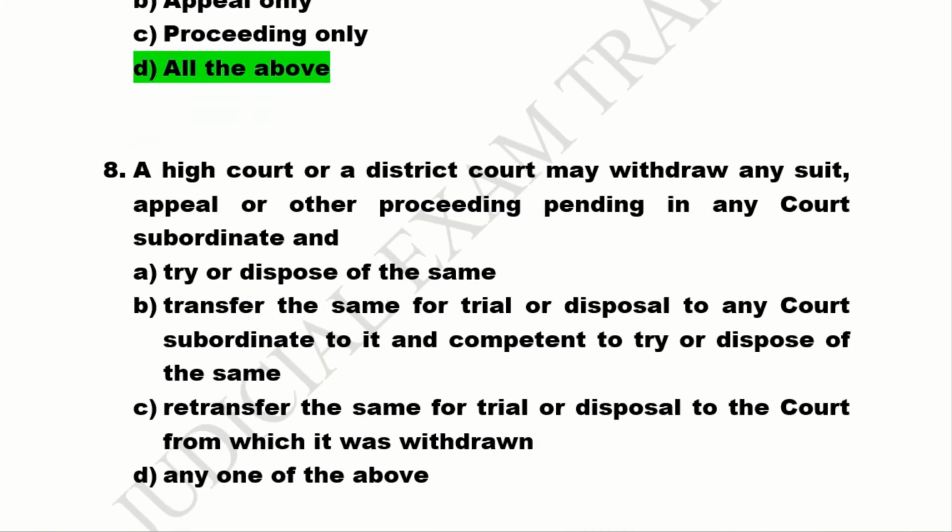Question number 8. A High Court or a District Court may withdraw any suit, appeal, or other proceeding pending in any court subordinate to it and A, try or dispose of the same; B, transfer the same for trial or disposal to any court subordinate to it and competent to try or dispose of the same; C, retransfer the same for trial or disposal to the court from which it was withdrawn; D, any one of the above.